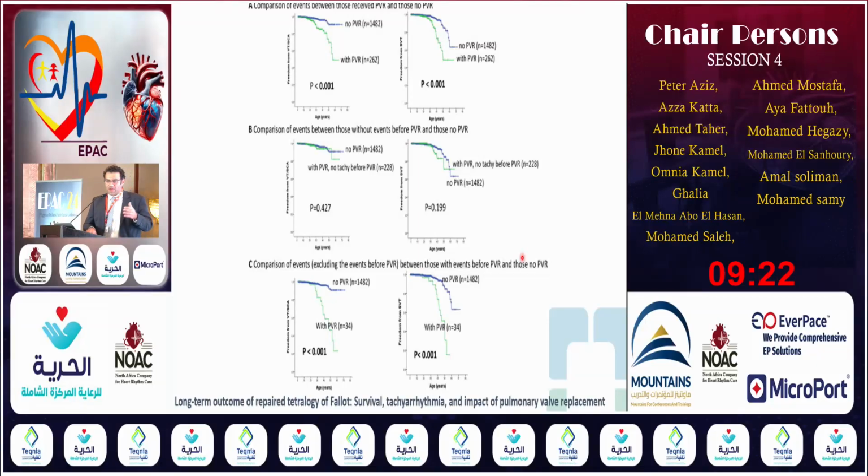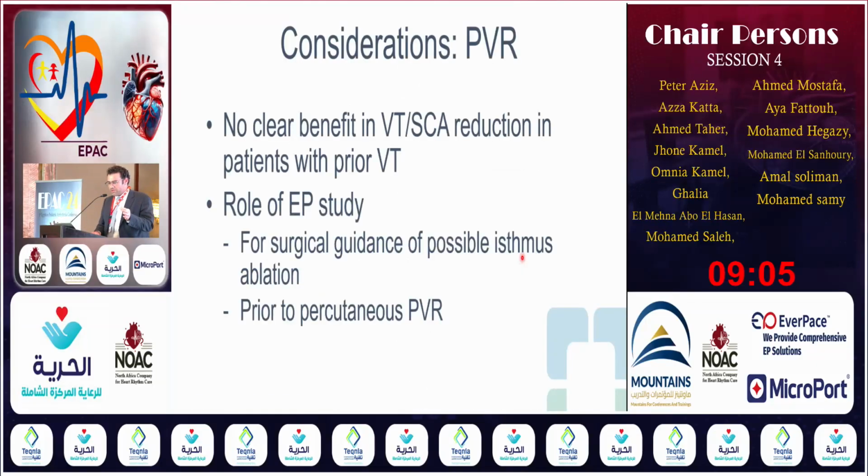Again, in patients who have had ventricular tachycardia requiring shocks, who then go on to receive pulmonic valve replacement, there was no survival advantage as far as freedom from recurrent arrhythmia related to pulmonic valve replacement. In summary, no clear benefit in sudden cardiac death risk reduction or incident VT in patients with pulmonic valve replacement. However, there likely is a role for EP study in these patients for surgical guidance for possible isthmus ablation.